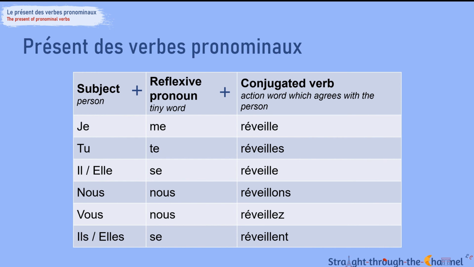So all you need to remember when you need to conjugate a pronominal verb is to add the reflexive pronoun, or tiny word, right after your subject and just before your conjugated verb. And also, don't forget that the tiny word becomes even tinier in front of a vowel sound.